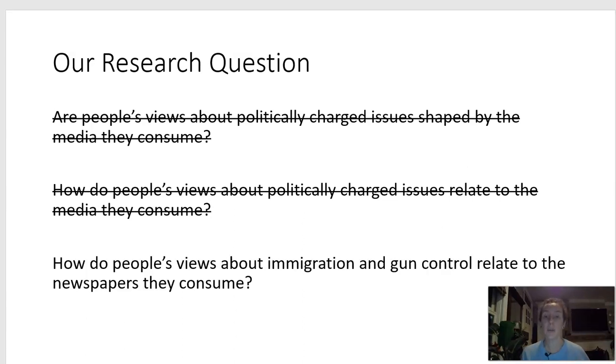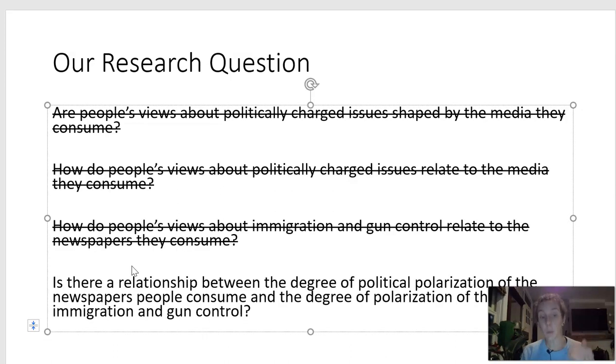Okay. How do people's views about immigration and gun control relate to the newspapers they consume? Okay, so we've gotten more specific. We've said, okay, we're going to talk only about newspapers, and we're going to talk about these two topics, right? These two politically charged issues. Okay, so we're making some progress. So let's take one more stab at it. And our stab is this.